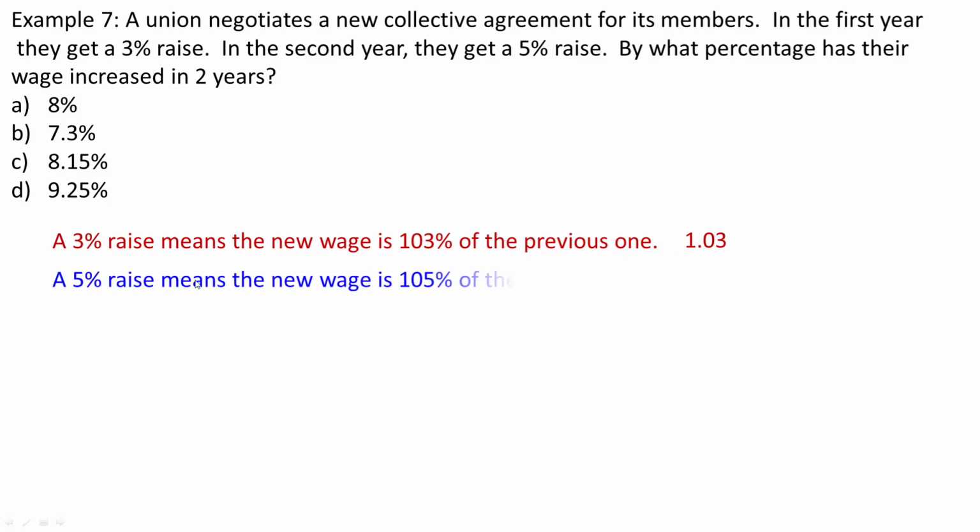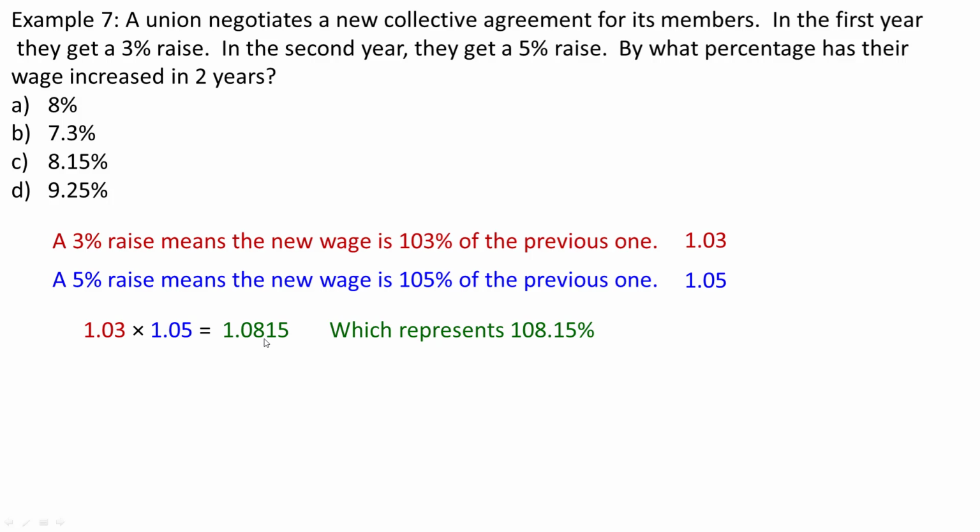Now, in the second year, they get a 5% raise, so that means their new wage is 105% of their previous one, which as a decimal is 1.05. Now, if we multiply the two of these together, 1.03 times 1.05, you get 1.0815. And so that means their wage after the second year increase is 108.15% of what they were getting before this contract.